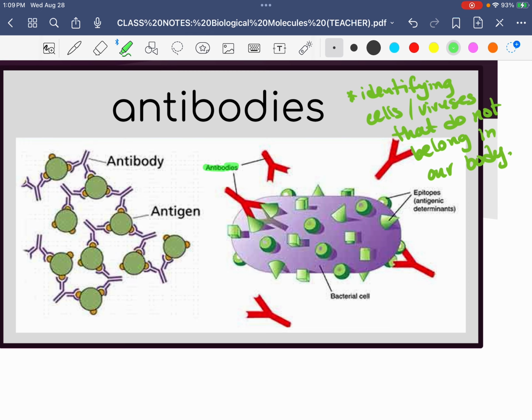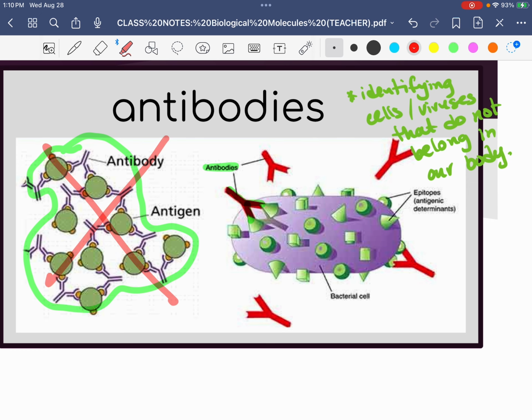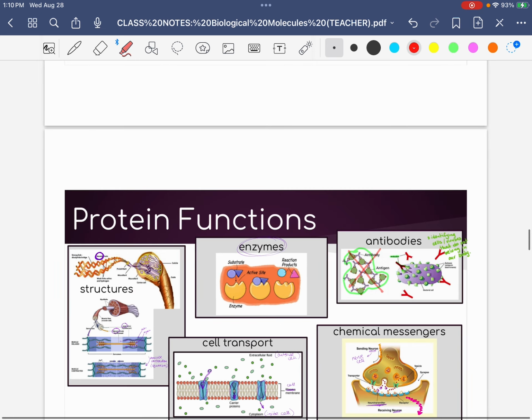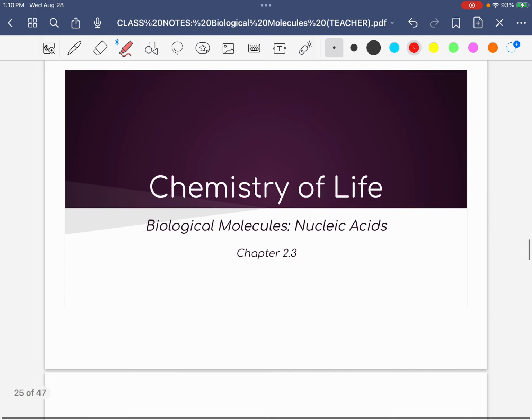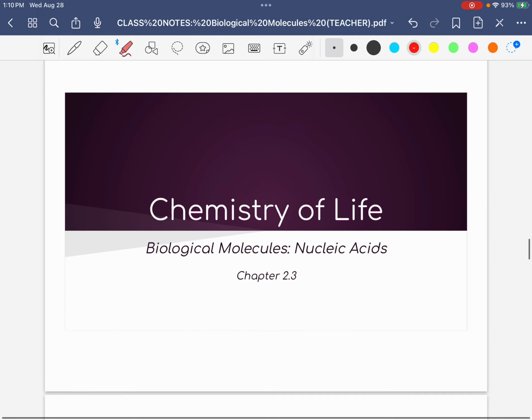And so the antibodies will stick to, you can see here it's stuck to this cell, and it will clump them together. It'll group them all together, and then our body can come along and destroy all these things. All right, so the next thing we'll talk about is nucleic acids.